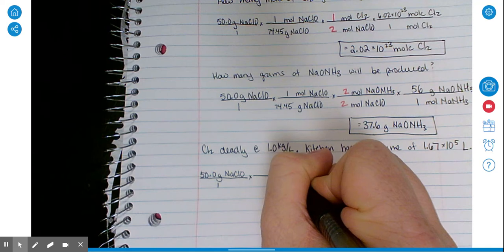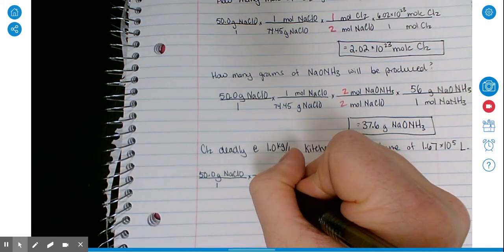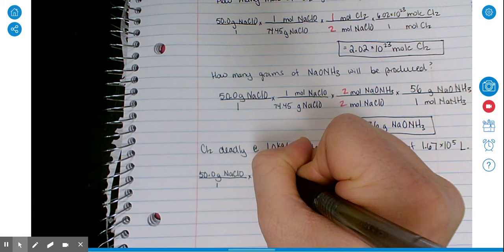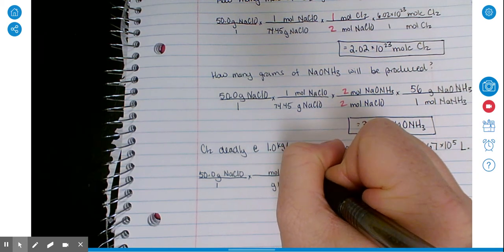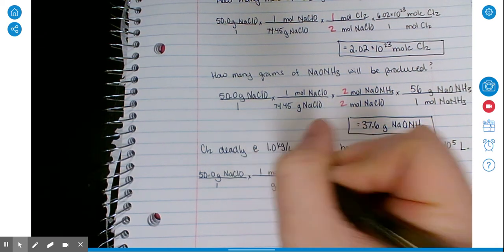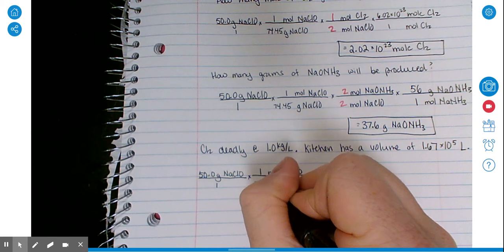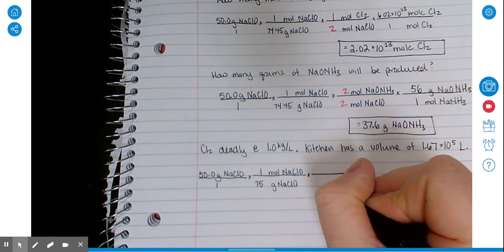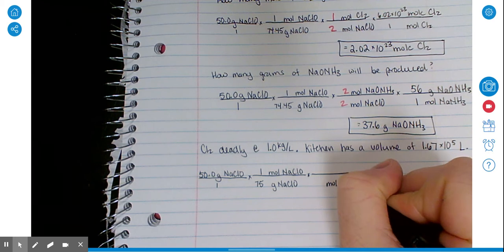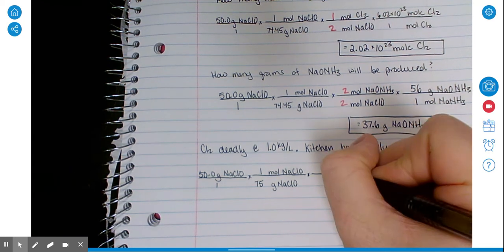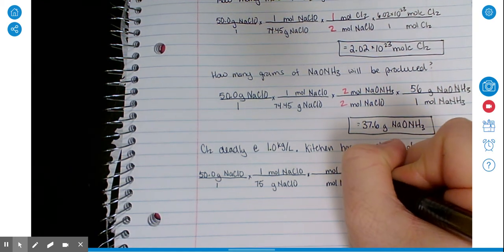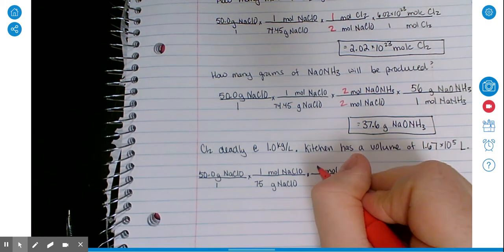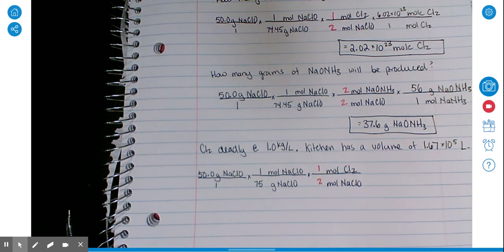So I'm starting at grams of NaClO. From grams, I can go to moles. Using that mole ratio, 1 mole contains the 75 grams. From moles of bleach, I can go to moles of gas using my coefficients, so using my red numbers.